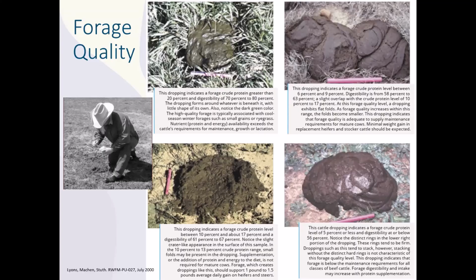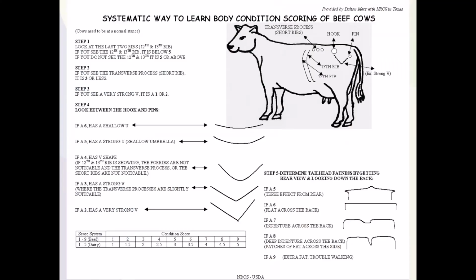We can send fecal samples in to them, and they will analyze those samples and give us a good idea of the quality of forage those cattle are consuming. Another thing we want to be watching is their body condition score. Is it dropping? Is it increasing? We expect it to probably decrease some during the wintertime, but we don't want it dropping fast, and we want to try to maintain it as much as possible.